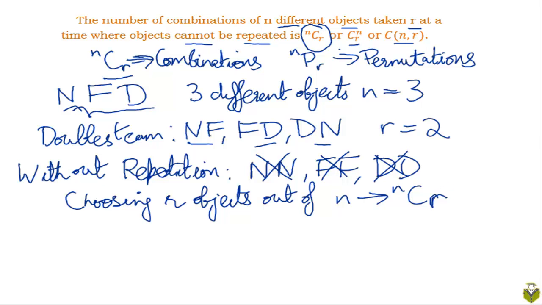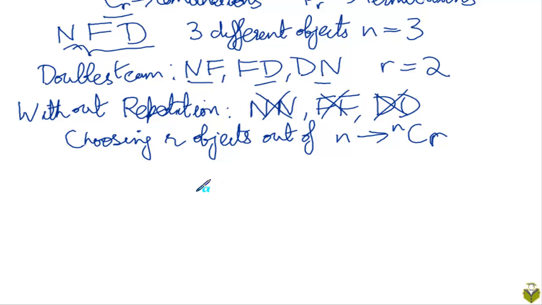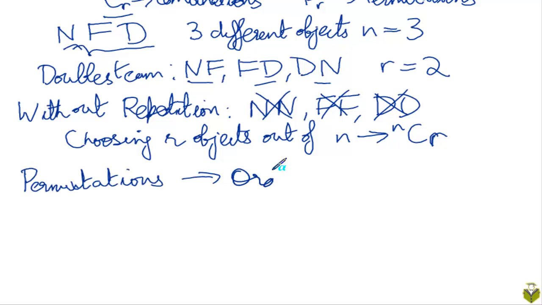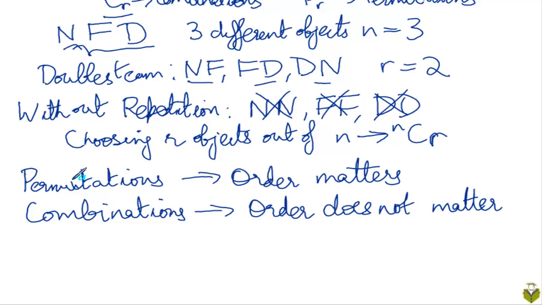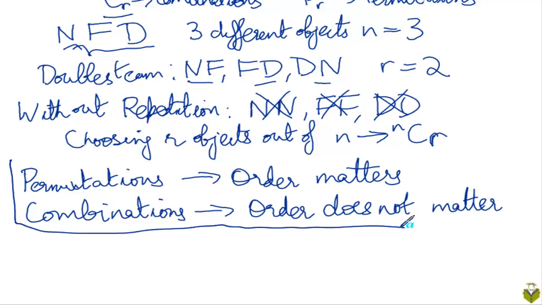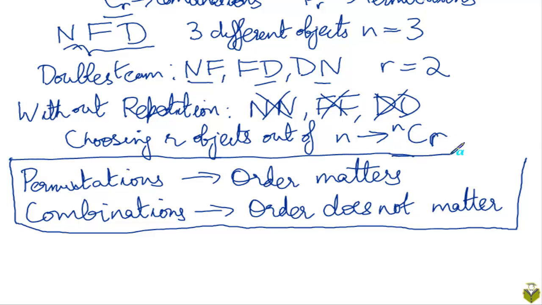So you just have to familiarize yourself with this. And I'll tell you one more thing again: in permutations, order matters, and in combinations, order does not matter. This you have to take from this lecture and always keep in mind. This is the most important fact you have to learn from permutations and combinations, the whole topic actually. Permutations mean that order matters, and combinations mean order does not matter.